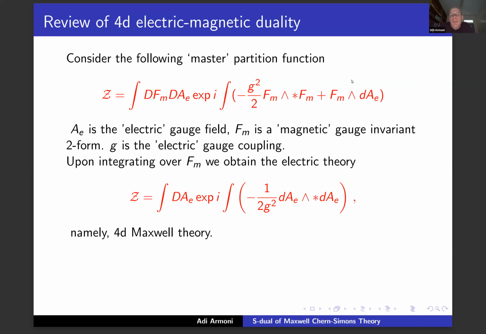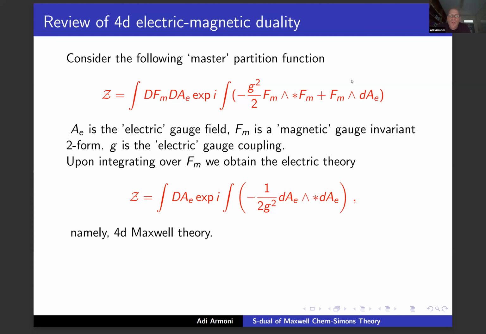Now, what we have, the first term is F wedge star F, that's kind of a Maxwell part, and then we have the two-form Fm wedge DAE. Now, why do we consider such a partition function? Well, because it's kind of a hybrid of the electric and the magnetic theory.